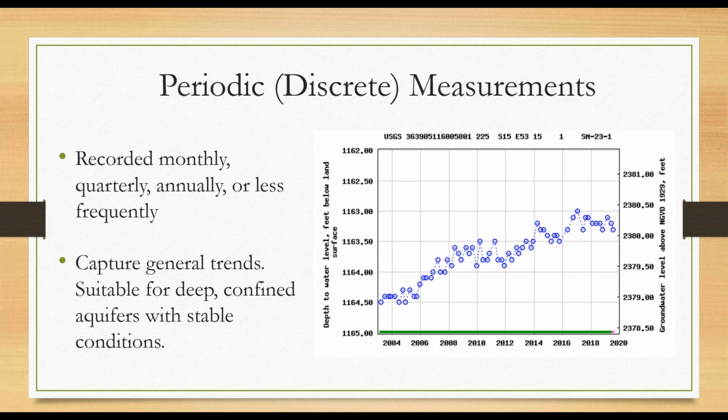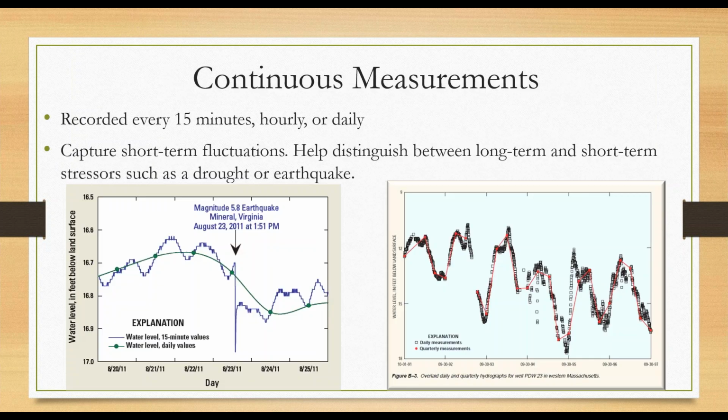A periodic or discrete measurement program will capture general trends. It's suitable for deep confined aquifers where you have relatively stable conditions. This is just a hydrograph showing you we have one measurement. This is most likely, it looks like this might be monthly or quarterly measurements over a long period of time, and you can get the general trend of your aquifer conditions.